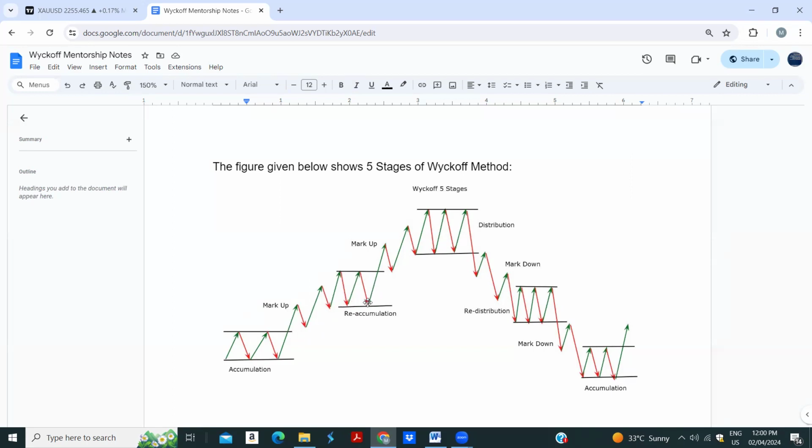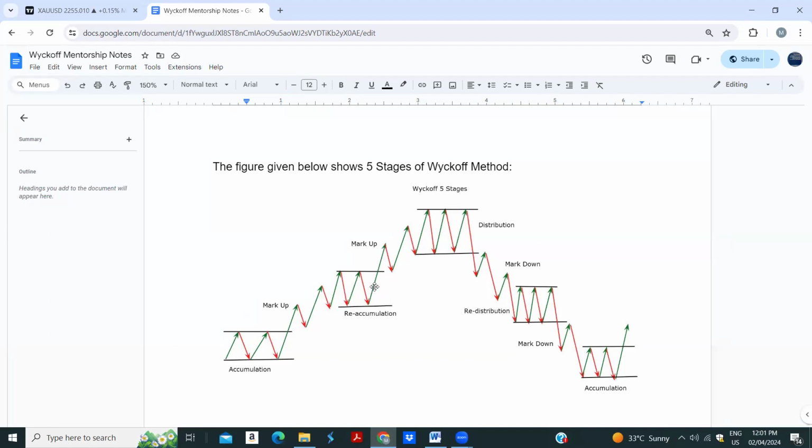This is reaccumulation. After the markup, the price reaccumulates. The smart money reaccumulates the shares at lower prices, and this process is done quietly. It is hidden from the general investors or general market participants. In this stage of reaccumulation, supply is equal to demand, so the price moves in consolidation, equilibrium, or in a range or sideways market, as you can see from here.